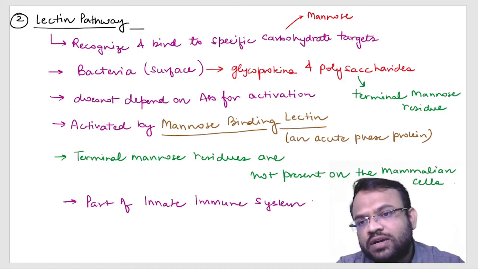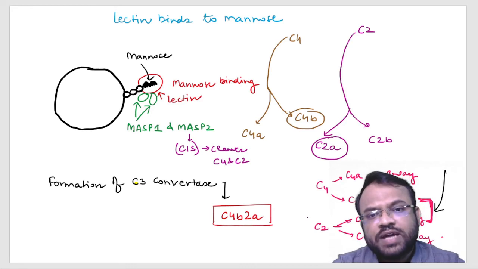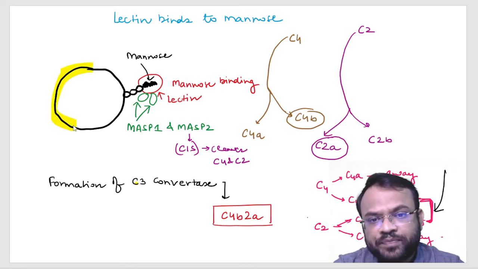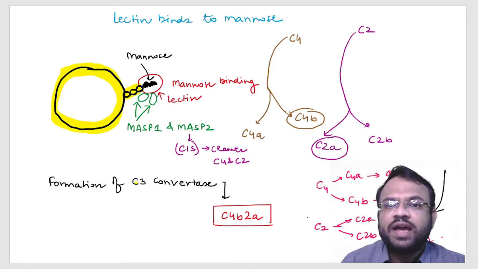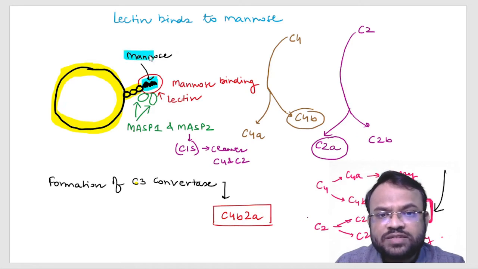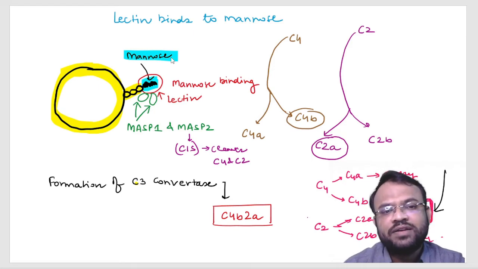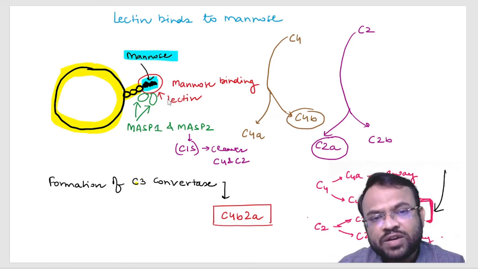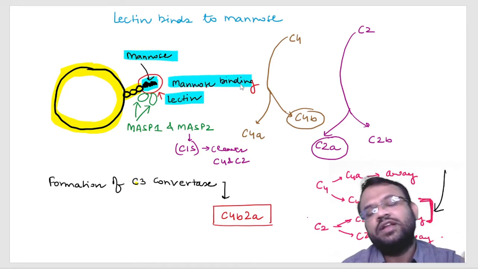Now let us move on to the next slide and understand how this lectin pathway functions. Over here you can see that this is a bacterial cell. On the bacterial cells there are glycoproteins and everything, and the terminal sugar that is present over here, I am calling mannose. Now to this mannose what will bind? Yes, you are correct, lectin will bind to this mannose. That is why I am calling it mannose binding lectin.